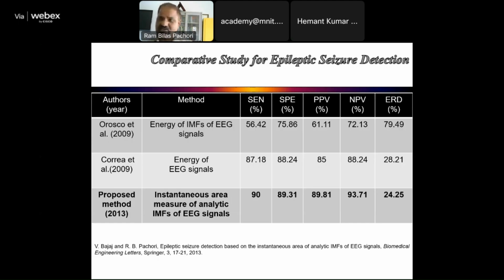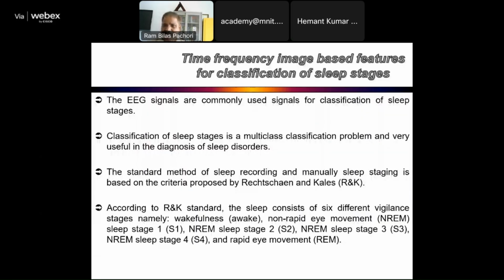In many countries, people wear an electrode cap, monitor and record EEG signals, and apply such methods. So once you detect the epileptic seizure, for example if they are driving a car, they can stop the car, take the epileptic drugs, and bypass the attack. So that is a very useful tool.